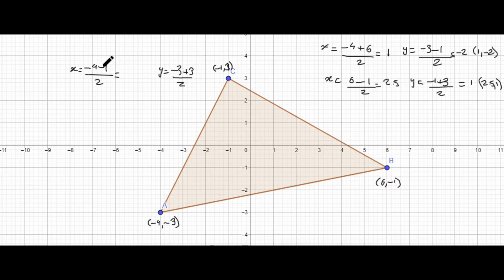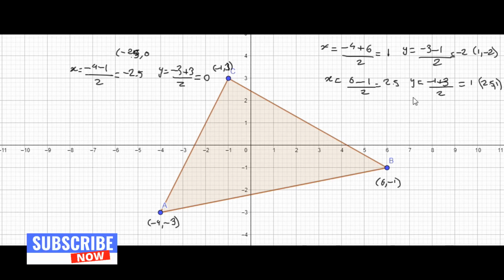So the x coordinate, when simplified, -4 minus 1 gives us -5 over 2, which is -2.5. And the y coordinate, -3 plus 3 gives 0, and 0 upon 2 is 0. So the ordered pair would be -2.5, 0. Sorry, that's a very bad 5, but -2.5, 0. And now let us mark these points on the triangle.